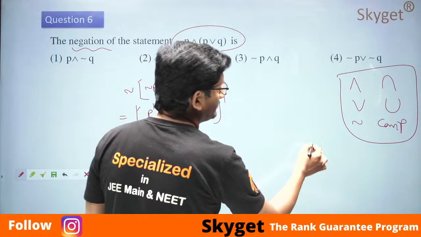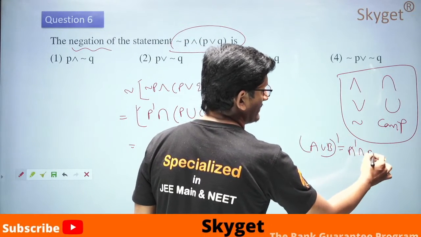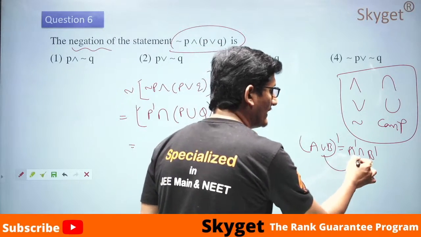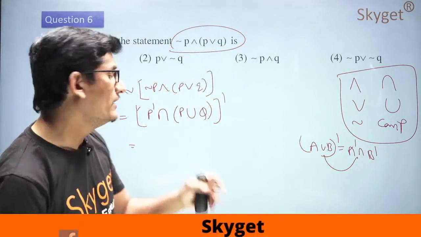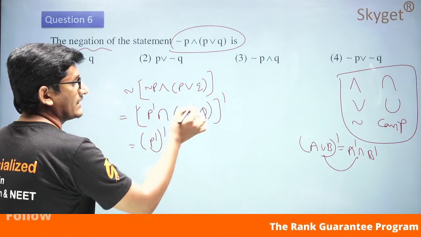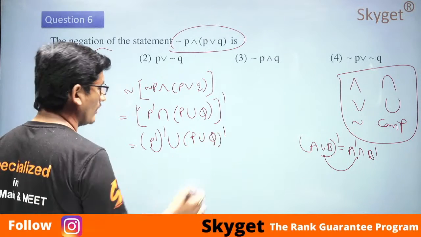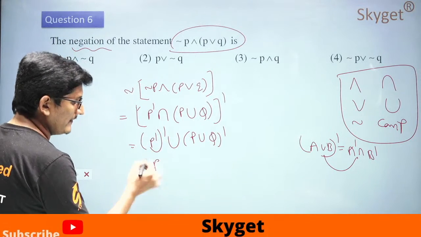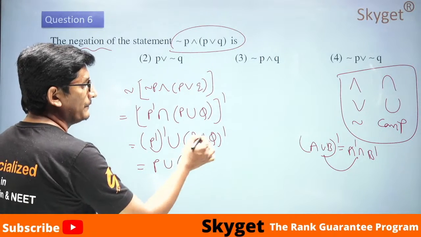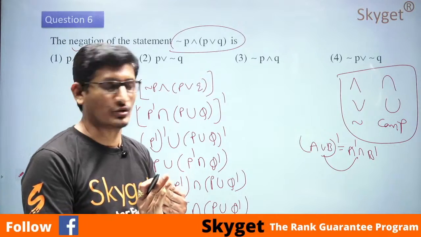Now see here, A union B whole complement we can write as A complement intersection B complement. Union we can write as intersection, and intersection we can write as union. Okay. So P complement whole complement, instead of intersection we have to write here union, next to P union Q whole complement. So P complement whole complement is what? P. Union of P, union whole complement. The union means what you have written here? Intersection. So we have to take, students here.